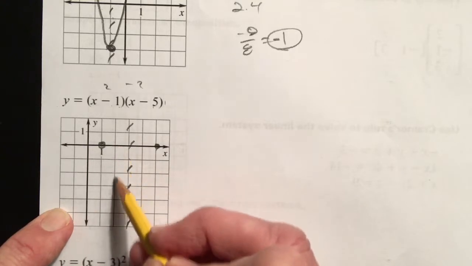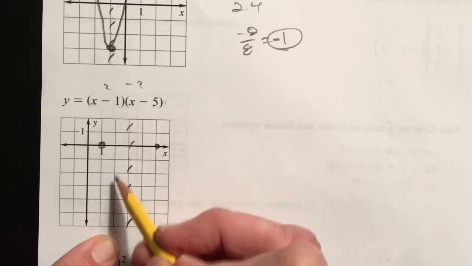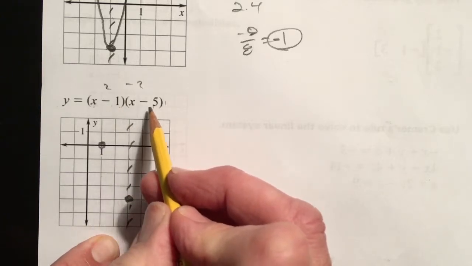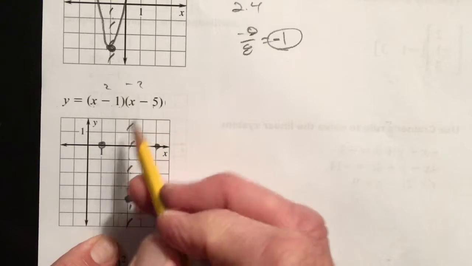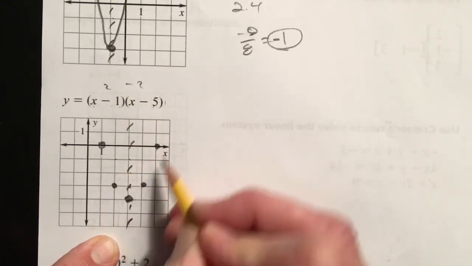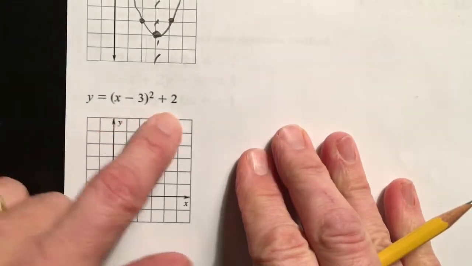I need to find this point here to mirror to this side. This is 1, 2. X is 2. So 2 minus 1 is 1. And 2 minus negative 5 is negative 3. Times 1 is negative 3. 1, 2, 3. Mirror across. That is now complete. Last one I have is vertex form.